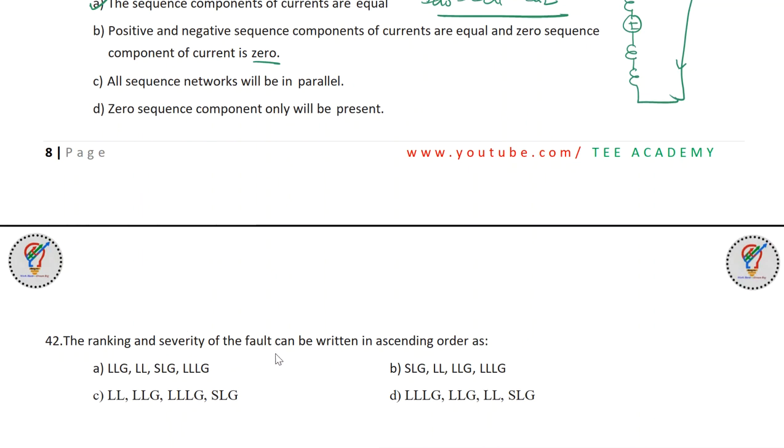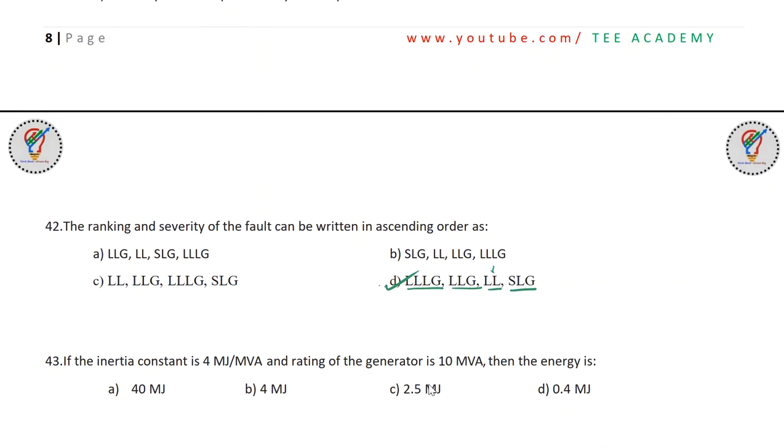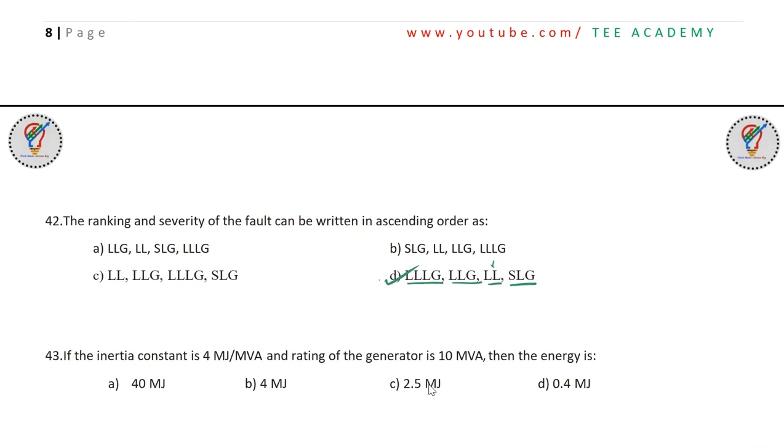The ranking and severity of the faults can be written in ascending order as follows. LLLG fault will have more severity compared to LLG, LLG is having more severity compared to LL, and LL is more severe compared to SLG. So the answer is D here. 42. D is the answer. Hope you are getting the answers. Write on a piece of paper how many marks you are getting, how many questions you are attempting, and what weak areas you are facing here. Focus on those weak areas so that you can gain good strength in the examination and crack your dream job.